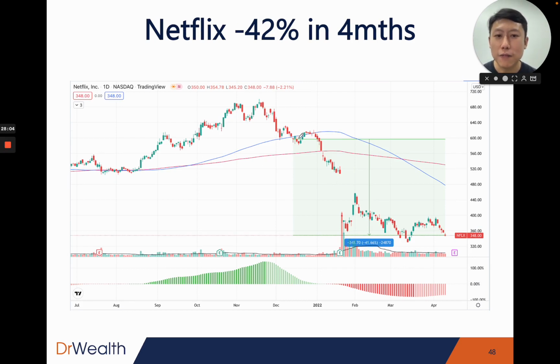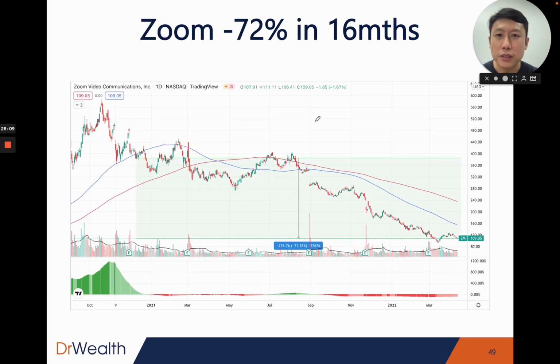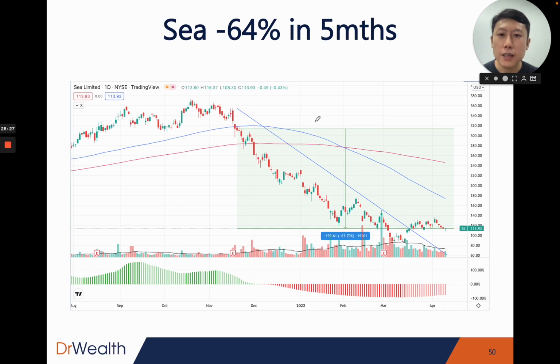This is Netflix again. The exit would have been at $600 instead of holding on to $300. Zoom, same thing. As I said just now, it has gone to 100 if you didn't exit in end 2020. So there are plenty of situations where the moving average, although simple, would have protected a lot of your capital. Another very popular e-commerce stock dropped 64% in 5 months if you didn't exit from the moving average signal. So don't play around with that moving average signal, especially when you're doing this momentum strategy.